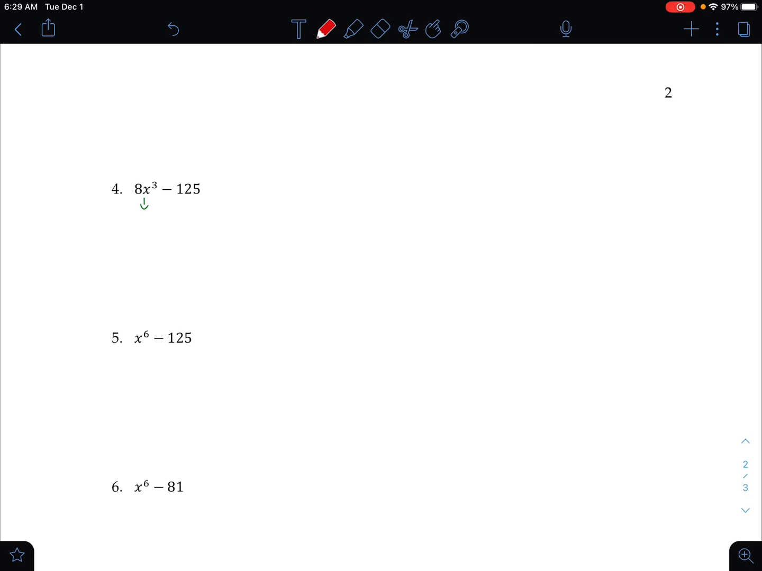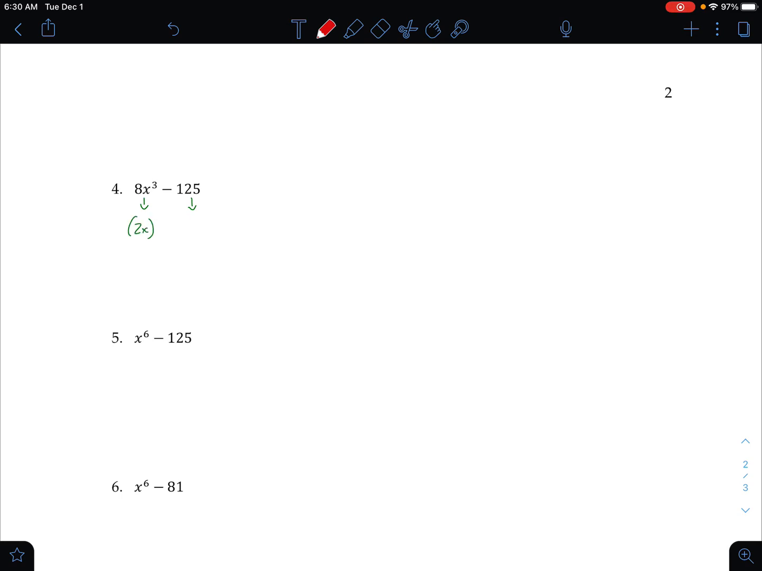But can I do dots? Well, 8 is not a perfect square, but we know we can kind of deal with that. X to the third messes it up. It is minus, but 125 messes it up, not a perfect square. I do know, however, that 125 is a perfect cube, and I know that 8 is a perfect cube. And then obviously x to the third is a perfect cube.